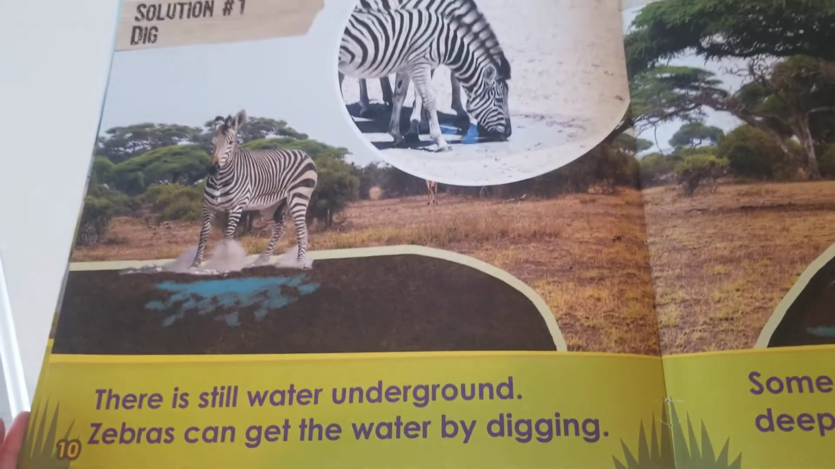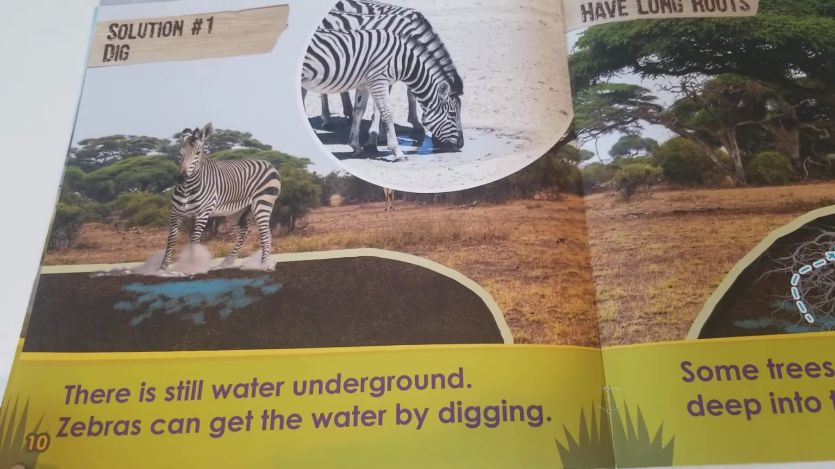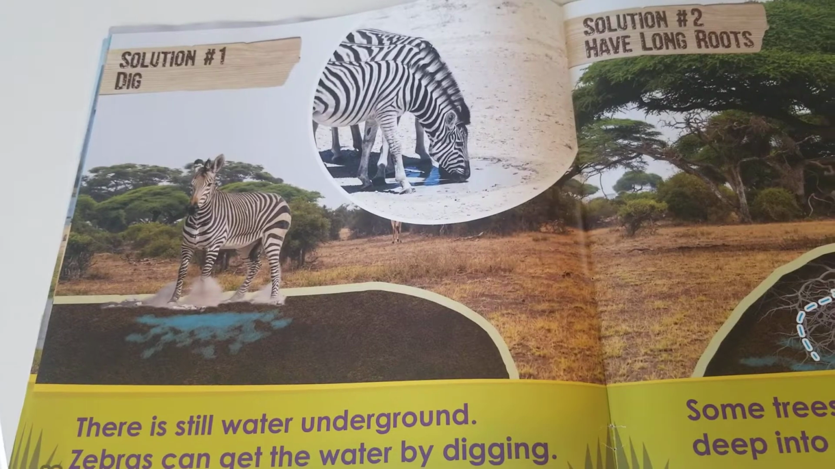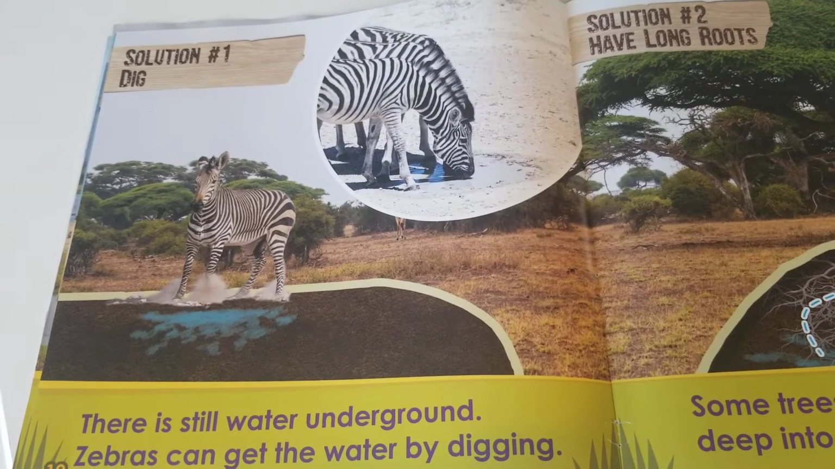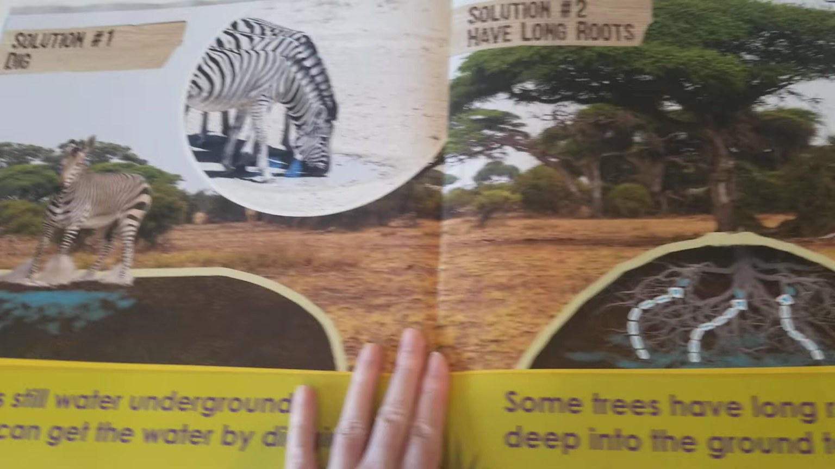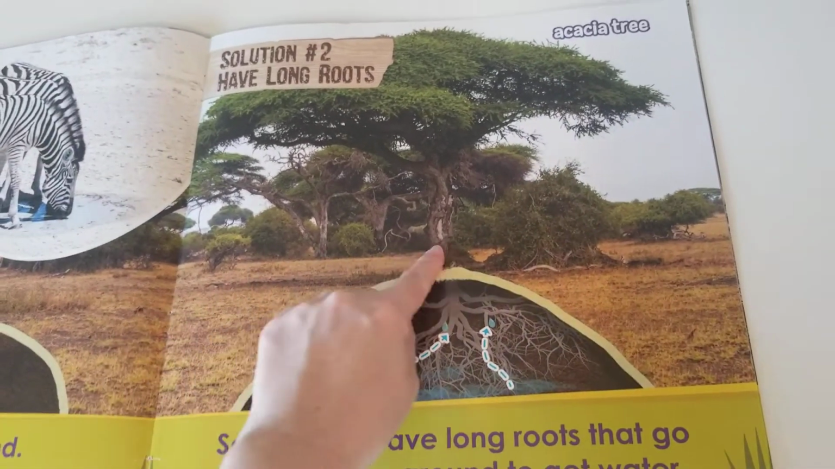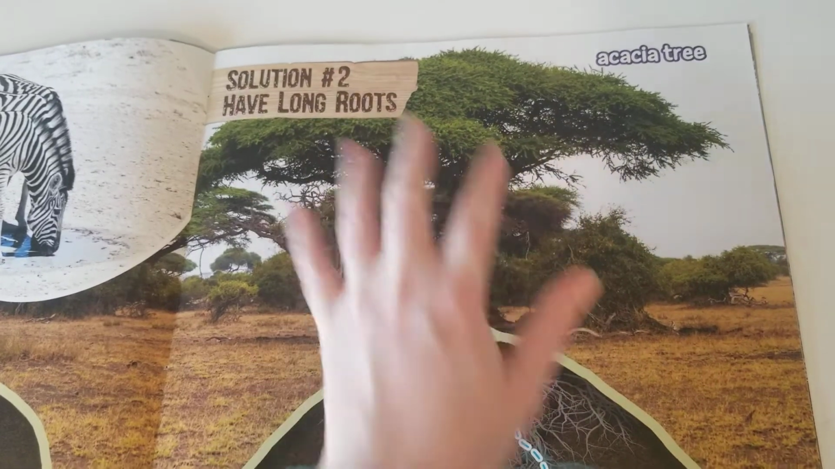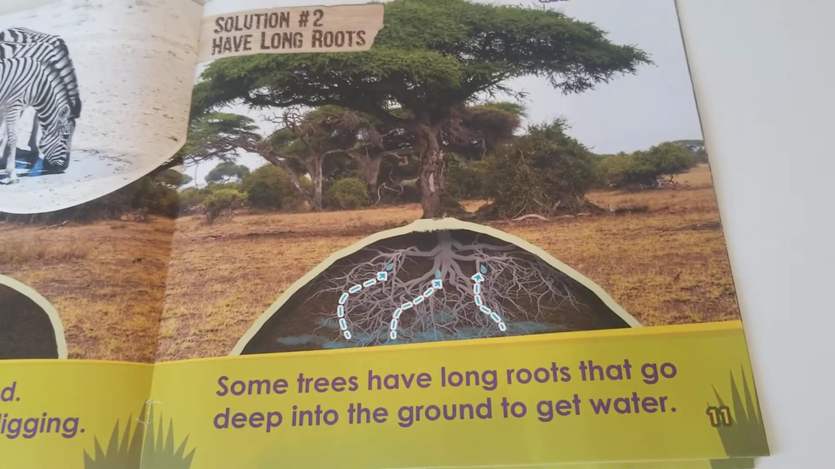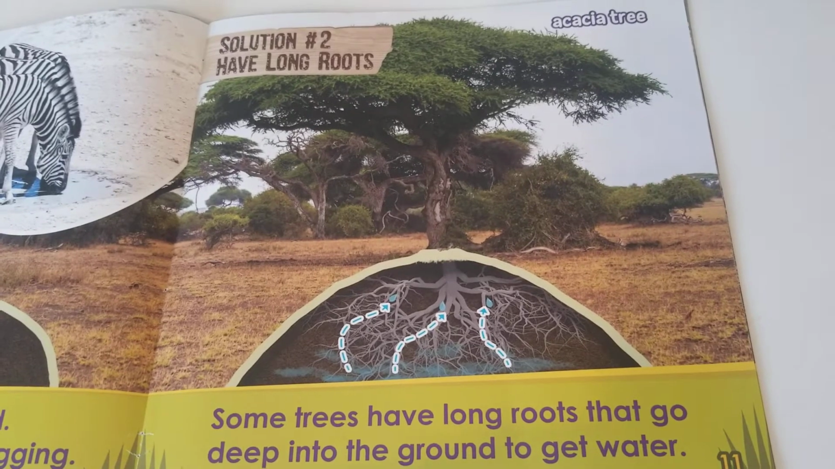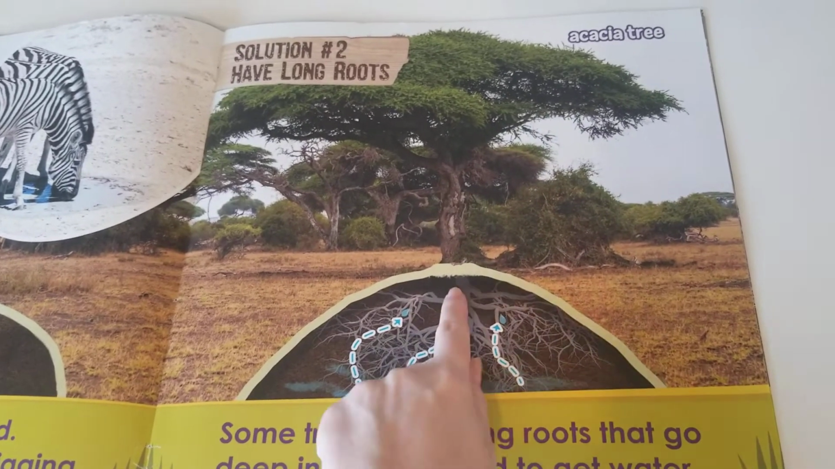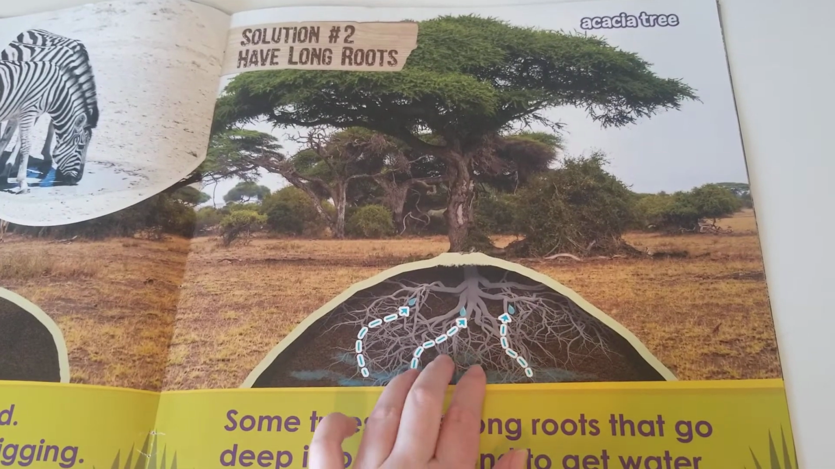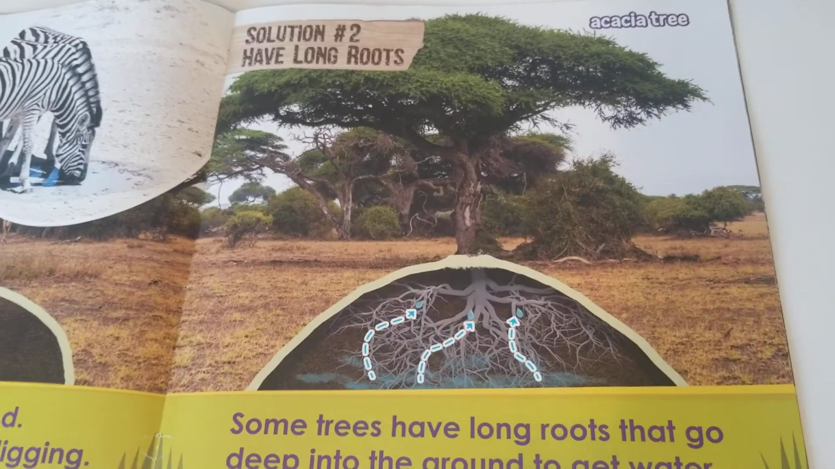There is still water underground. Solution number 1 is to dig. Zebras can get the water by digging. That's pretty smart. They dig, and then the water kind of comes up. Solution number 2 for the trees. This is the acacia tree I was telling you about. It's long and thin, and then it branches out at the top. Some trees have long roots that go deep into the ground to get water. So they go way down. And then the water that's at the bottom starts to seep up, and it helps to keep that tree living.